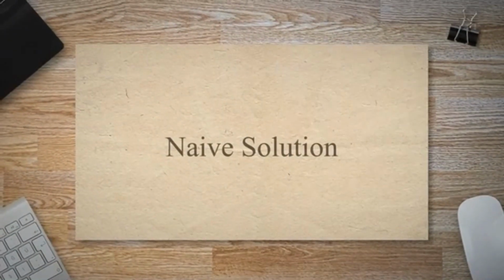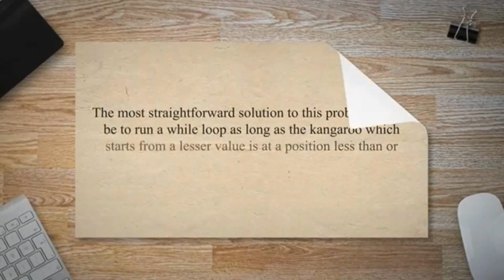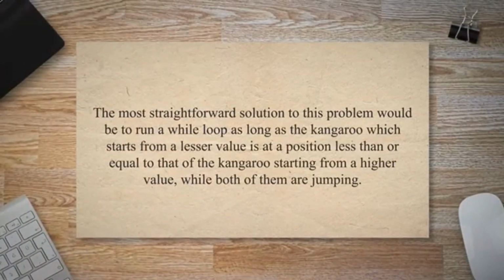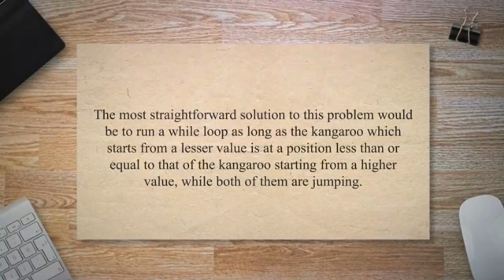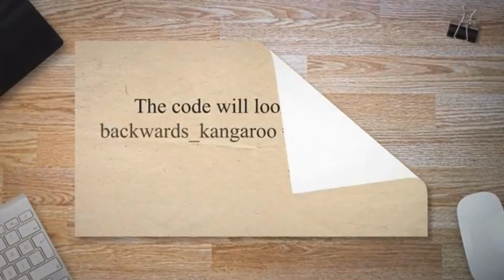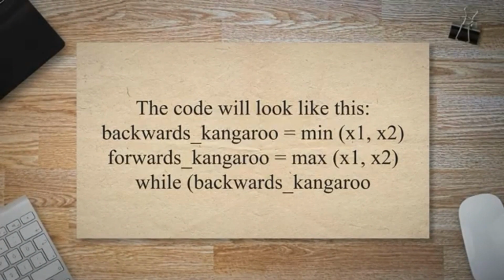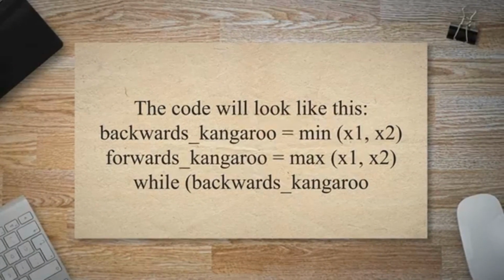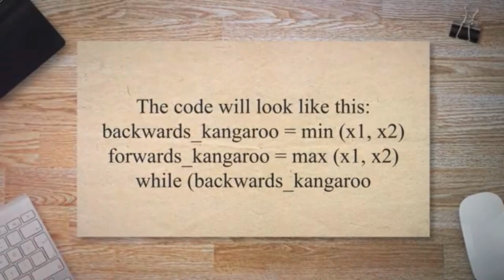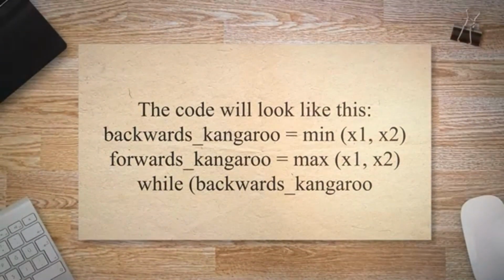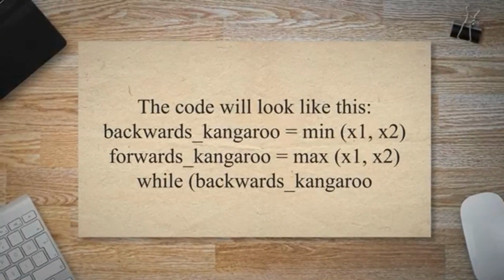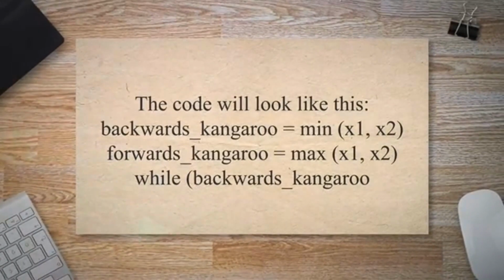Naive solution. The most straightforward solution to this problem would be to run a while loop as long as the kangaroo which starts from a lesser value is at a position less than or equal to that of the kangaroo starting from a higher value, while both of them are jumping. The code will look like this: kangaroo1 equals min of x1, x2, kangaroo2 equals max of x1, x2, while kangaroo1 is less than or equal to kangaroo2, make kangaroo1 jump, make kangaroo2 jump, if kangaroo1 equals kangaroo2 then yes else no.